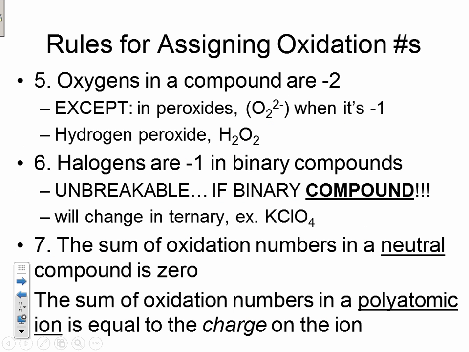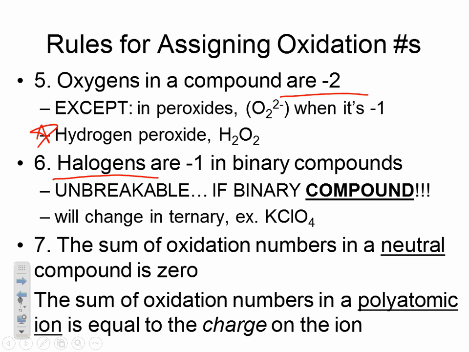And then the final set, oxygen in a compound is usually -2. If you see oxygen, you can go ahead and assign a -2 charge, except in the case of hydrogen peroxide, in which case it is -1. But that is the one exception that we need to know for oxygen. Most of the time, it's going to be -2.